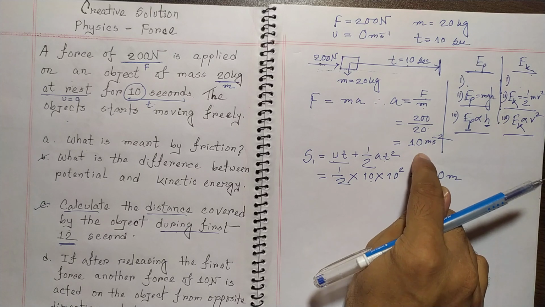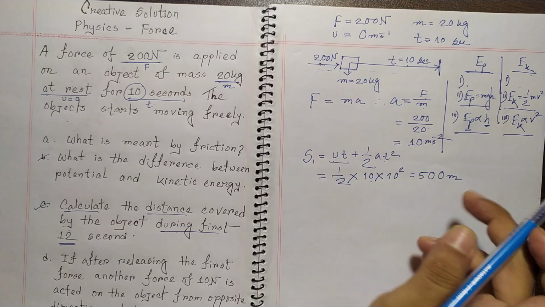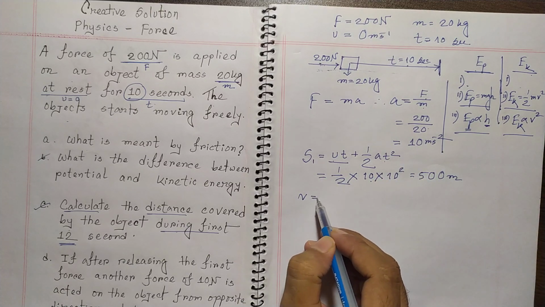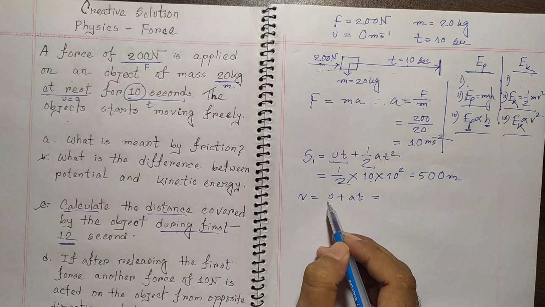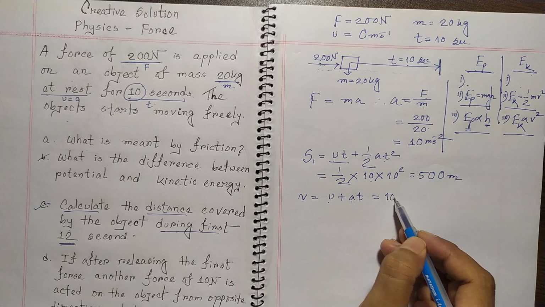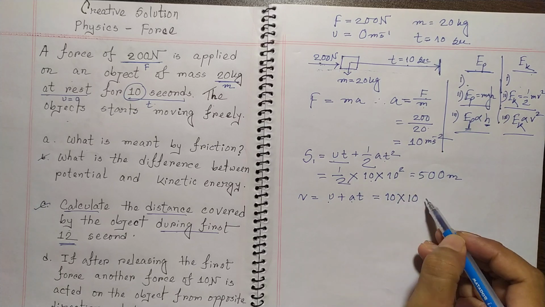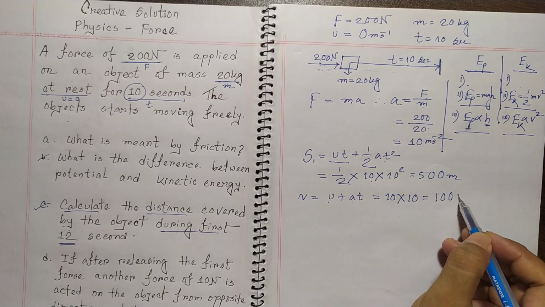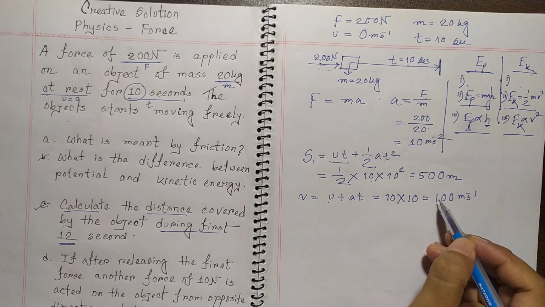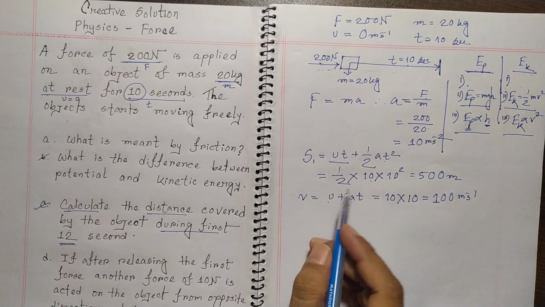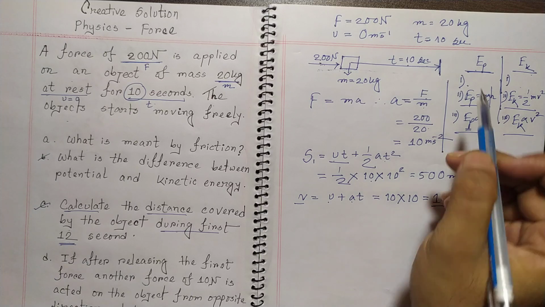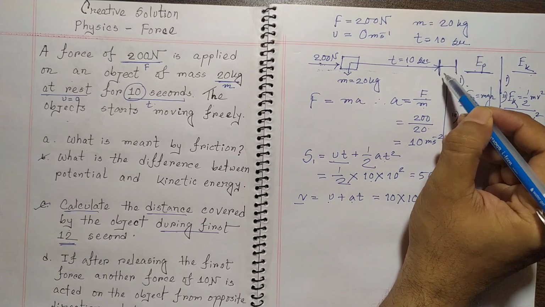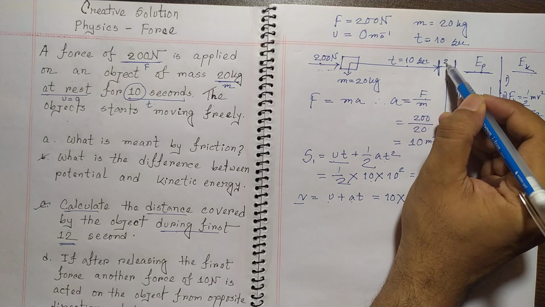Now after 10 seconds, the velocity is v equals u plus at. We know u is 0, a is 10, and t is 10 seconds, so this is 100 meter per second. Now you think, after 10 seconds the velocity is 100 meter per second, which would be applied for the next 2 seconds, because it was 10 and this is 2 seconds.